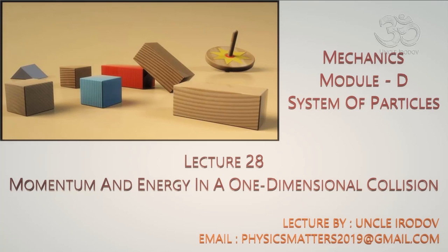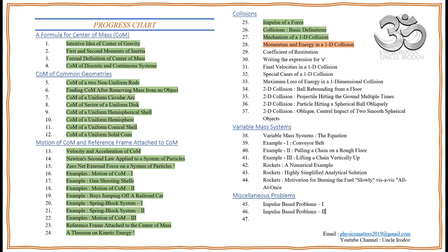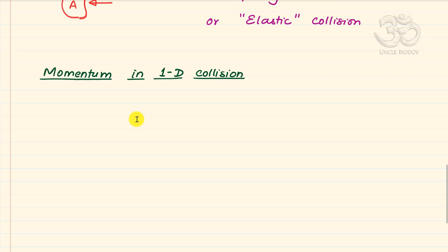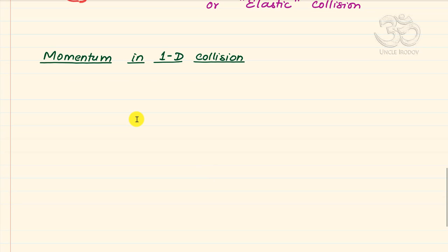Let's see what happens to the momentum in case of a one-dimensional collision. Now for this, let's take these two interacting objects as one system. So let's say we are dealing with the A plus B system. Now on this system there are no external forces.